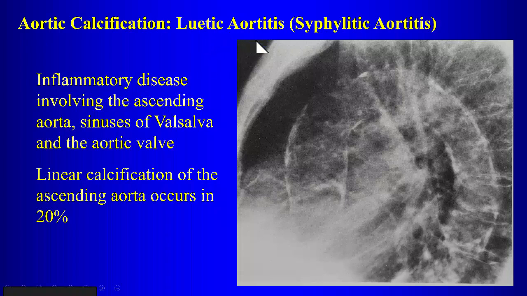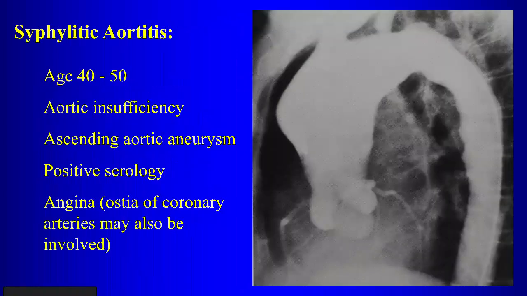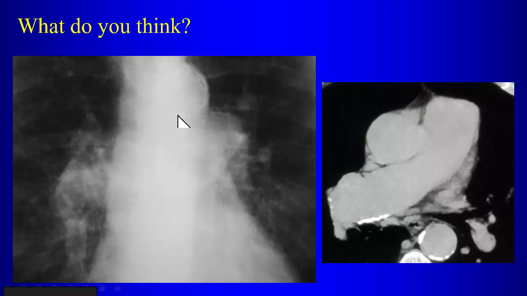Sometimes with syphilis, you can have diffuse extensive calcification, especially involving the ascending aorta. Those patients can also develop ascending aortic aneurysms. Right? So we're all familiar with calcification of the aorta. Syphilitic aortitis, they can develop aneurysms of the ascending aorta and aortic insufficiency. Anything that gives you aneurysms or dilatation of the ascending aorta can result in aortic insufficiency, and angina, in these cases, if the ostia of the coronary arteries are also involved.